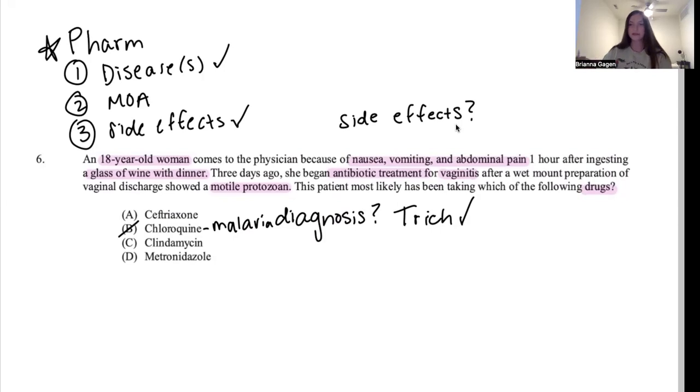The main side effect that we see with ceftriaxone and most cephalosporins is if someone has a penicillin allergy, you can see an allergic-like reaction. And this seems pretty severe for an allergic-like reaction, and it's not anaphylaxis. So I'm going to go ahead and mark that out.